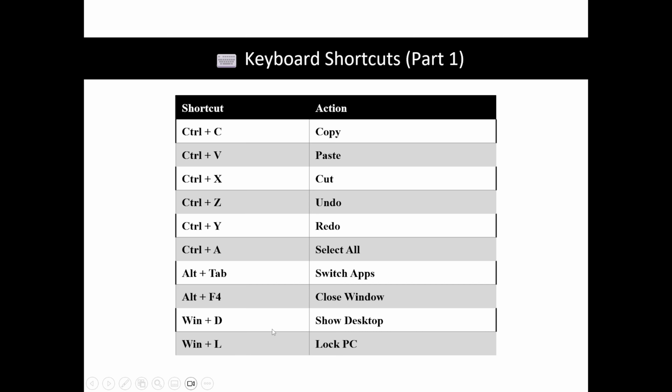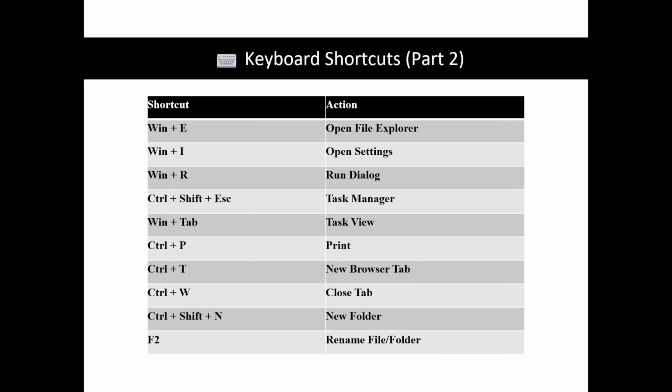Next is Windows D. Windows D will take you to the desktop screen. Next is Windows L. Windows L is used to lock your PC. So these were the first 10 keyboard shortcuts. Let's see the next 10 shortcuts.